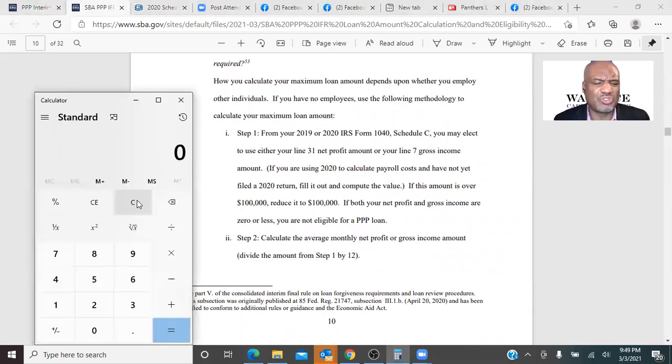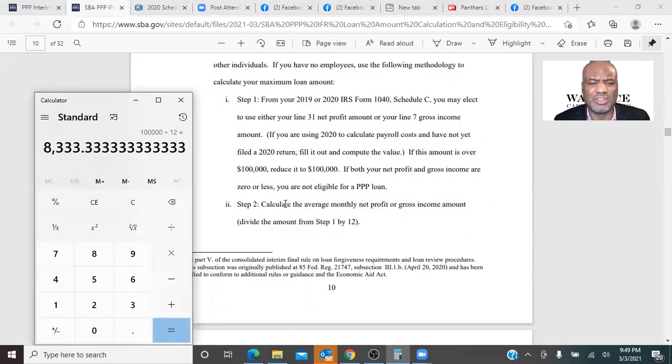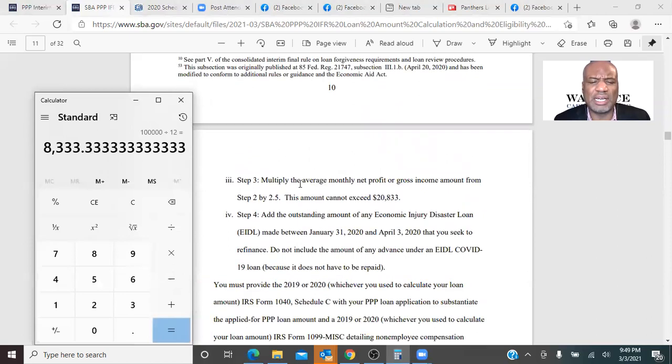Okay, so right here, let's just say your gross income is $100,000. Step two, calculate the average net profit or gross amount and divide that amount by 12. So $100,000 divided by 12 is $8,333.33. Then step three says multiply the average net income or gross income, so we're doing gross income from step two, by 2.5.